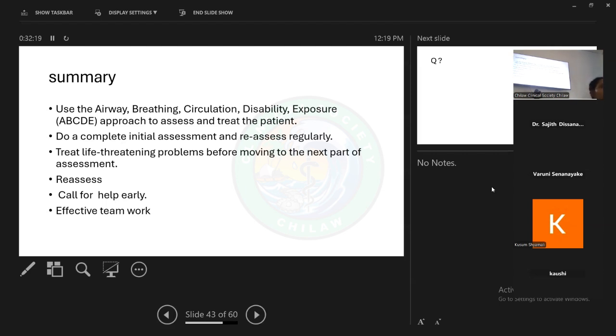Call for help early. If you are an SHO, you need help, just call your boss. Nobody will blame you for calling and informing about a critically ill patient. If you are informing, it means that you are concerned about the patient, which we really appreciate. And very important, effective teamwork, because in an emergency you can't manage single-handedly. It's always teamwork. When I say teamwork, it's not just doctors, get your nurses, get your minor staff, because sometimes we need to send these patients urgently to the theater. So just maintain effective teamwork.